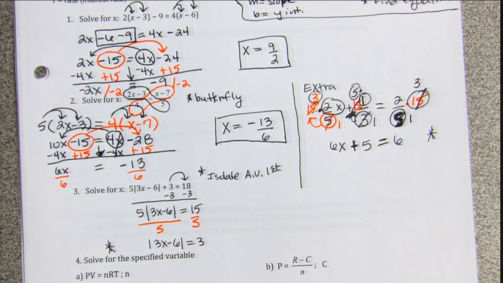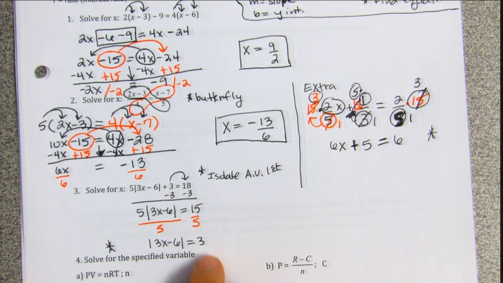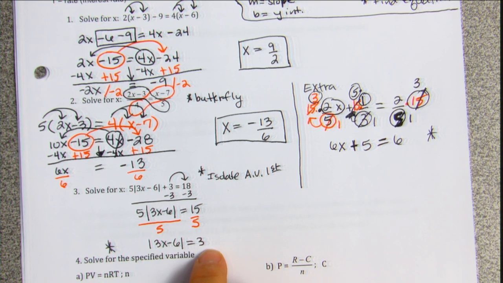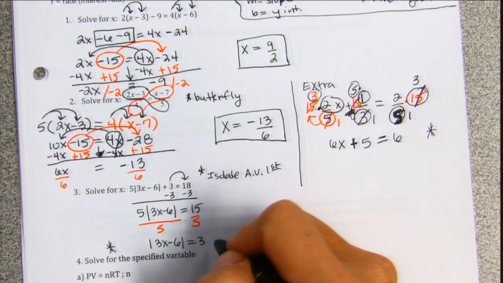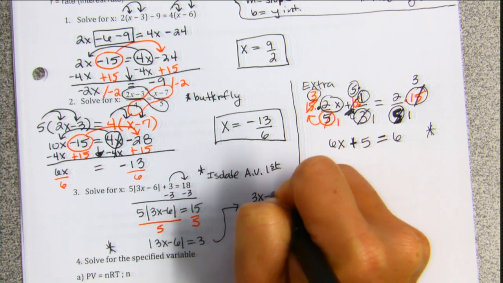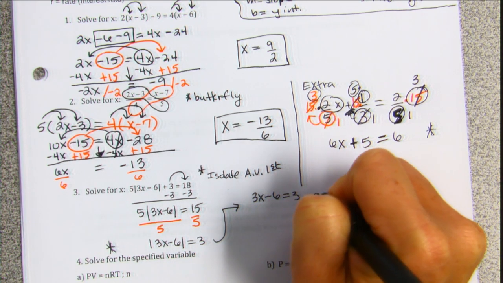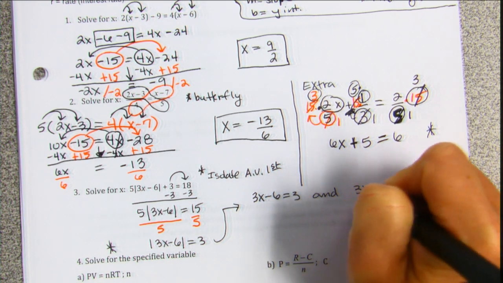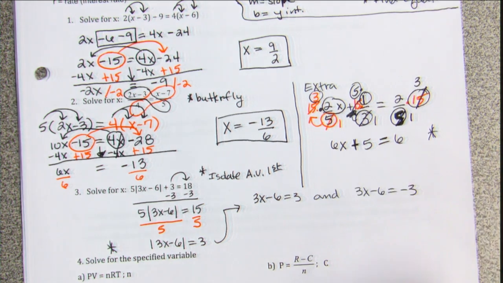Remember, we took a quiz on this, we talked about that. A couple things we need to understand about absolute value is we always want to get the absolute value bracket by itself first. Then we have to decide, can we work with it? That means, is it equal to a positive number? And is it? Yes. So now we need to make our 2 equations. 3x minus 6 equals 3, and 3x minus 6 equals negative 3.